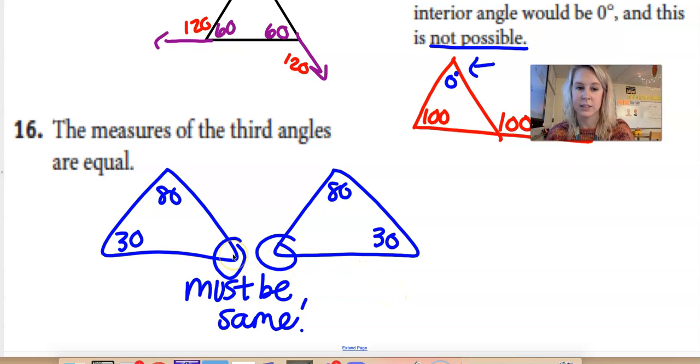The reason being is triangles have to be 180, and if one of them is 80 and one of them is 30, there's only one remaining number left that it has to be in both of them. So they're going to match up. Okay. All right. Let me know if you have any questions on those 4 problems. Otherwise, you're going to try a few more and then we're done.